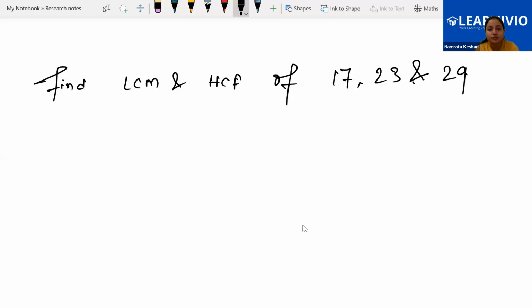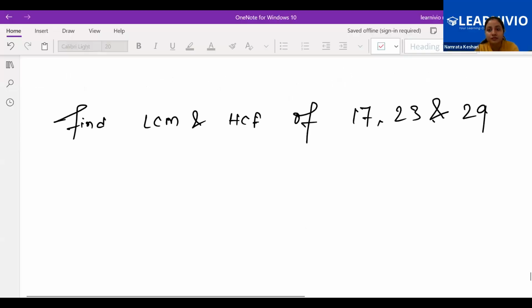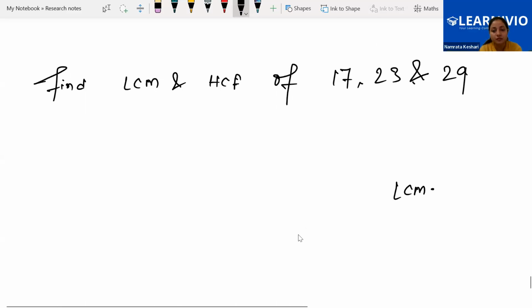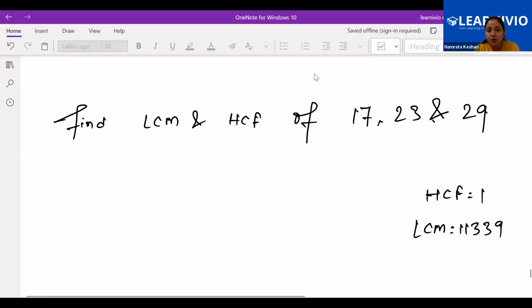Ma'am, I'm getting HCF 1 and LCM 11339. Okay, LCM 11339. Yes, HCF 1. Okay, I'm also getting the same. This one is Harshit's response, right? Yes, Maha, you are also getting the same. Ma'am, HCF is 1 and LCM is 11339. Ma'am, I'm also getting the same answer. Afnan, Galvin, you both are getting the same.